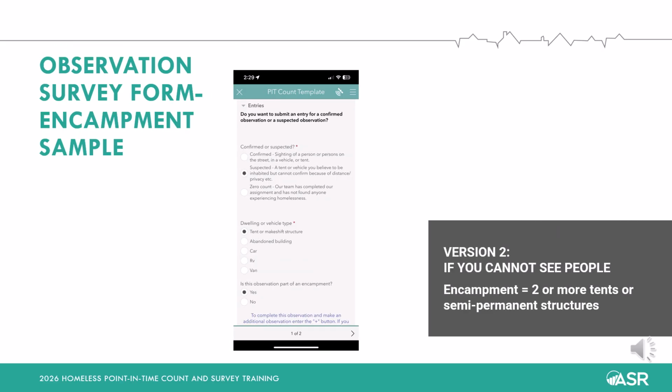In the second example, you observed 3 tents together, but you don't see any individuals. In this case, you start by bubbling in suspected under confirmed or suspected. Under dwelling or vehicle type, you would bubble in tent or makeshift structure. Under is this sighting part of an encampment, you would bubble in yes. After that, you press the plus button located near the bottom right corner of your screen to indicate another entry, and repeat these steps for the next 2 tents or structures.